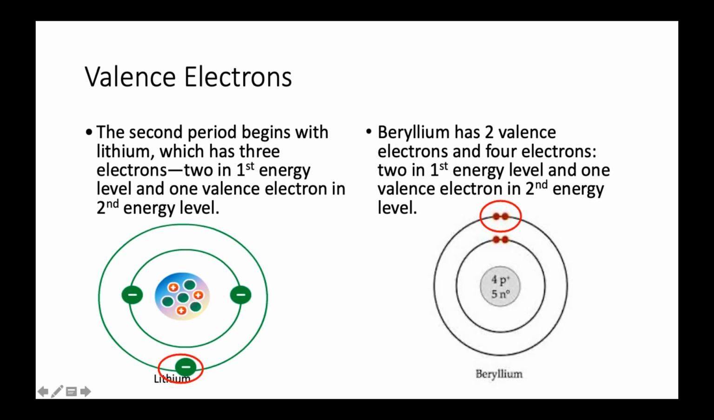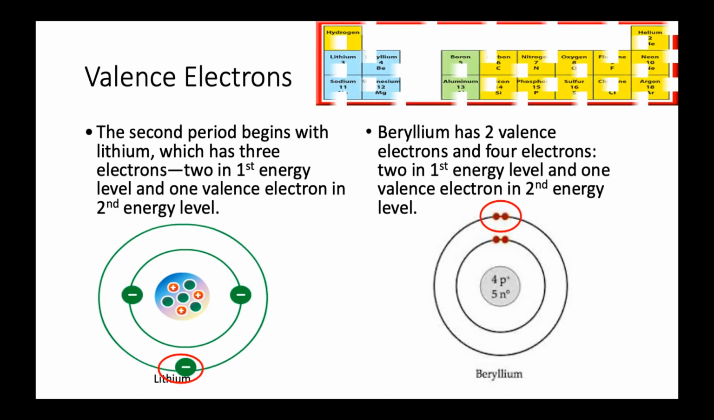So what happens with beryllium? Beryllium has 4 electrons. So notice what happens. I put 1, 2 in the first, 1, 2 in the second. So beryllium has 2 valence electrons. And where is beryllium located on the periodic table? Well, it's in the second column. So second column, 2 valence electrons. First column, 1 valence electron.